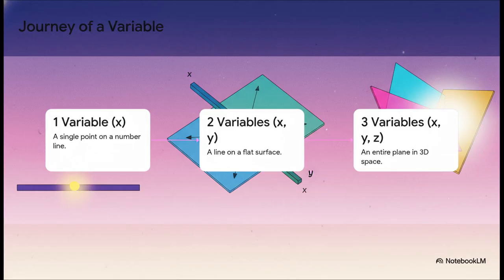So let's just break down how this whole thing builds step by step. With just one variable, say x equals 5, you've just got a point on a number line. Simple enough. Now you add a y variable, and boom, you get a line. But the moment you introduce that third variable, z, oh man, you don't just get a longer line, you get a completely different kind of object entirely.